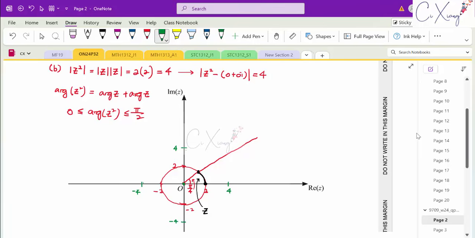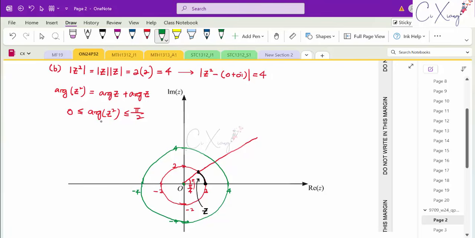Okay, so try to draw the circle. Okay, so my circle might not be so nice, so please bear with it. Then for you, if in the exam, you try to draw it as nice as possible. Okay, so this is the first one where you're having modulus z squared equals 4. How about the next part?